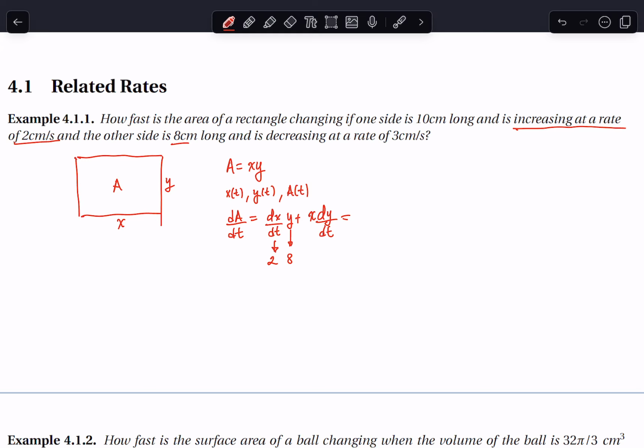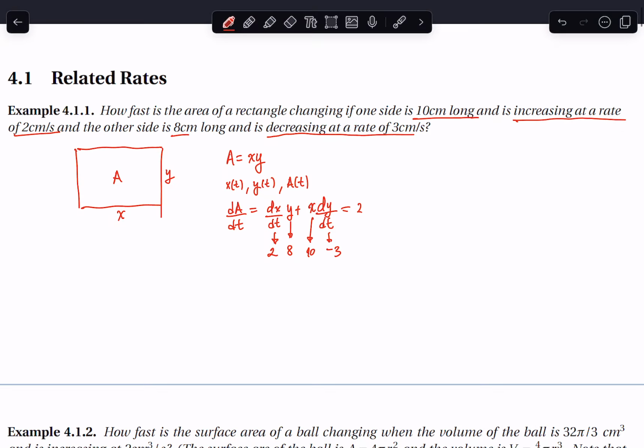And what else? X is 10 centimeters, so this is 10. And dy over dt is, it's decreasing, so it will be negative 3. Okay, so this is 2 times 8 plus 10 times minus 3. And if we compute this, we get minus 14.